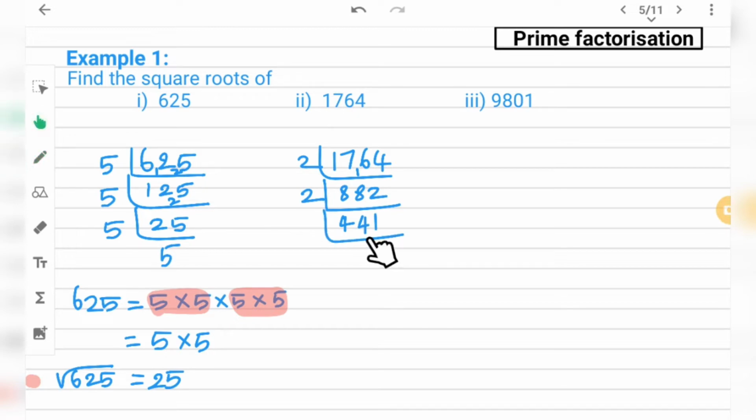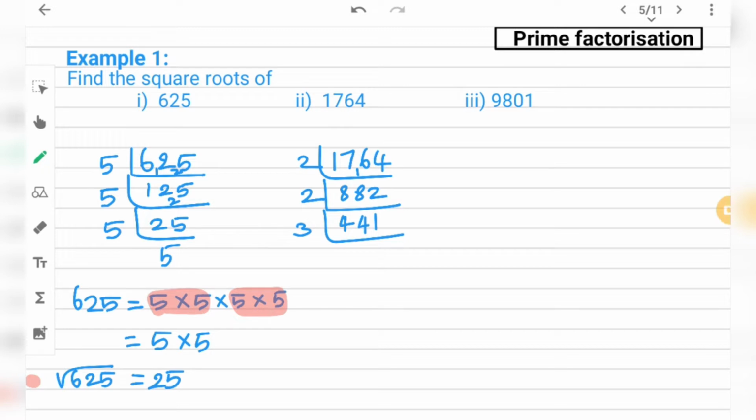Now, is it possible for me to divide it by 2? No, because in a ones place we have an odd number. Then what is the next prime number? After 2 it is 3. I am going to check whether this 441 is divisible by 3 or not. For that what we have to do? You just add all the 3 numbers. If you are getting 3, 6, 9, then this number is divisible by 3. 4 plus 4, 8. 8 plus 1 is 9. So, this 441 is divided by 3.